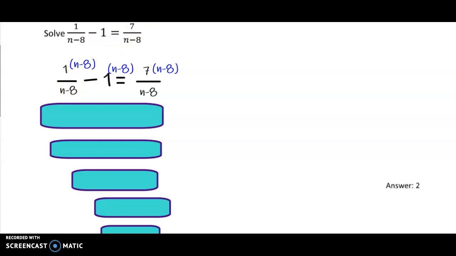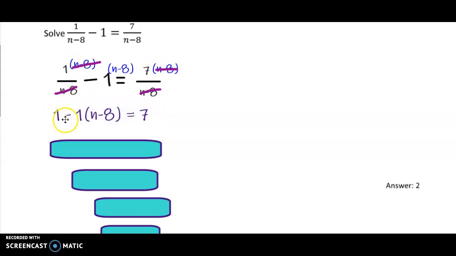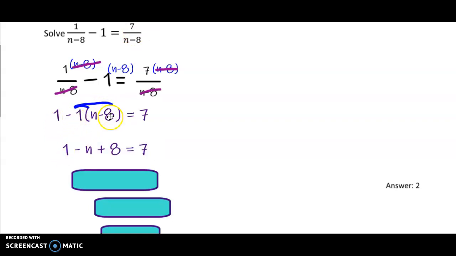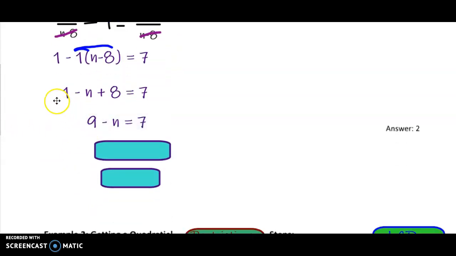When I start canceling things out, this n minus 8 cancels with that n minus 8. Nothing canceled in this part. And then this n minus 8 cancels with that n minus 8. So when I actually multiply through, I'm left with a 1 here, minus 1 times n minus 8 equals the 7. So I'm going to distribute the negative 1. Notice that is a negative 1. So if I distribute, I get 1 minus n plus 8 equals 7. And then simplifying that further, 1 plus 8 is 9. So 9 minus n equals 7.